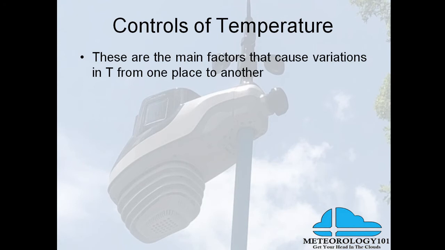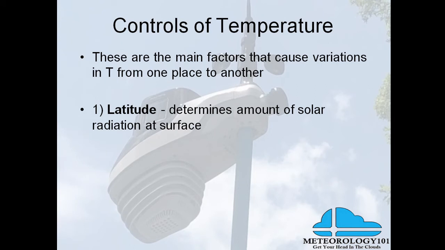Controls of temperature. These are the main factors that cause variation in temperature from one place to another. Latitude determines the amount of solar radiation at the surface. So the closer you are to the equator, obviously you get more incoming solar radiation. The sun is more directly overhead. And as you increase in latitude, the sun is at an angle, so you get less incoming solar radiation. So it's colder near the poles.